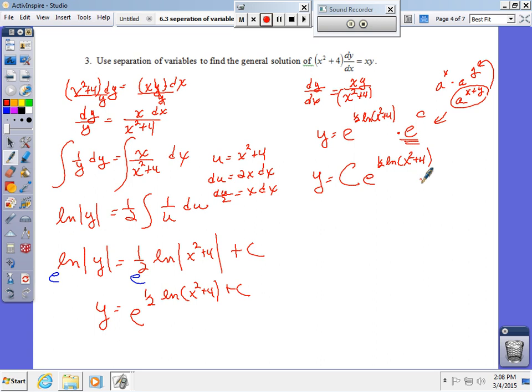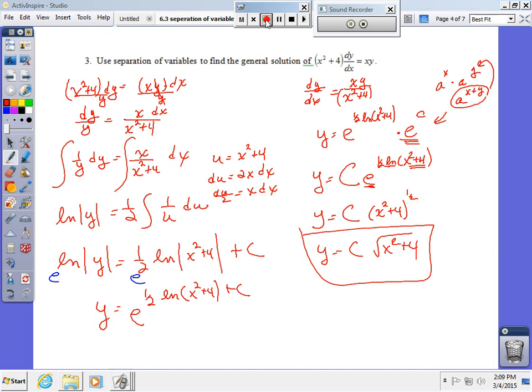And actually we can simplify that a little bit more, because if this is a base e and its exponent is the ln, we can simplify that to y equals c, and it just ends up being this to the 1/2 power. So x squared plus 4 to the 1/2 power, or y equals c times the square root of x squared plus 4. And there you have it.